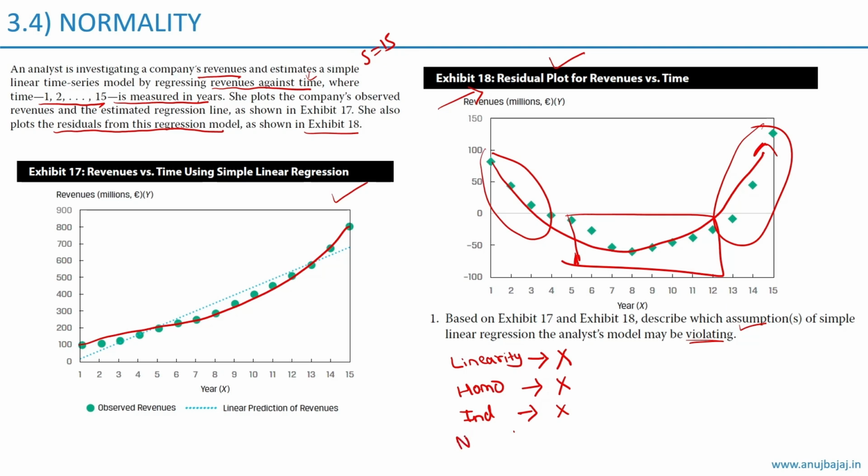And the fourth assumption is normality. According to asymptotic theory, it is safe to assume that if the sample size is 30 or greater, then the residuals exhibit a normal distribution. But in this case, we have a sample size of 15 observations. Then there is a very high probability that the residuals may not be exhibiting a normal distribution. So even the fourth assumption is violated. So all four assumptions of the simple linear regression are violated in this case.